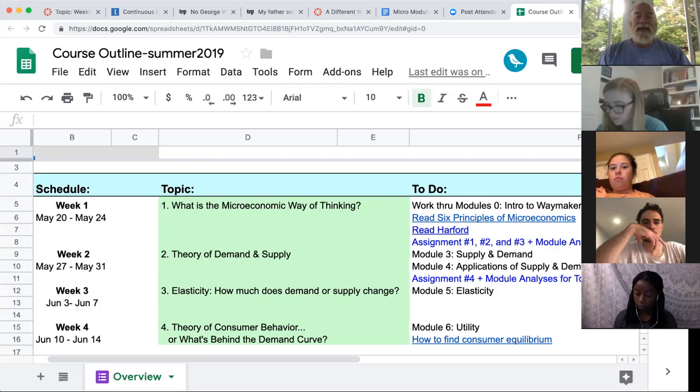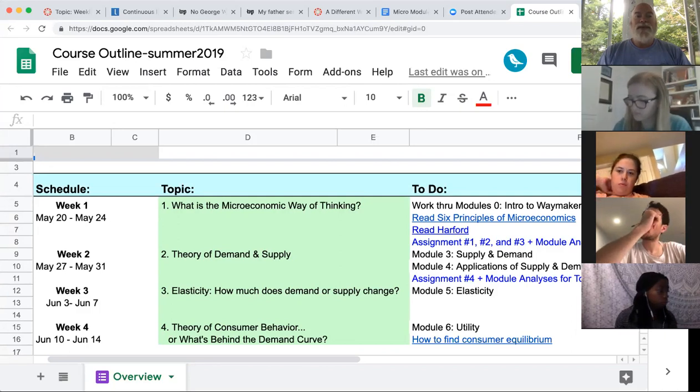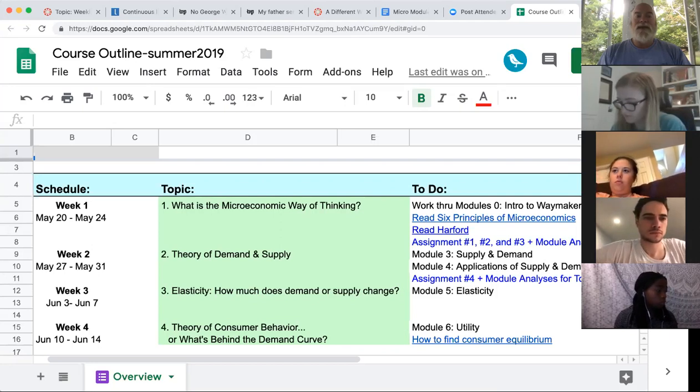Inelastic is the opposite. It means a large change in the price only causes a small change in quantity demanded. So in this case, demand is not very responsive. It's inelastic.